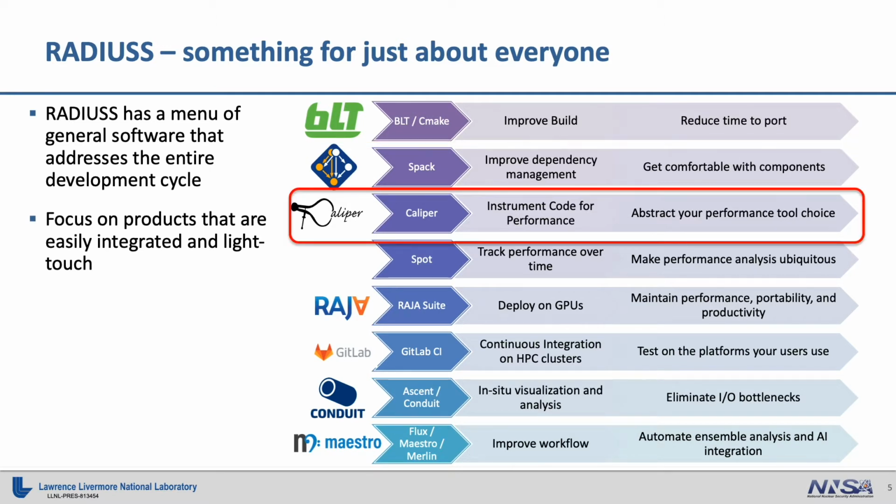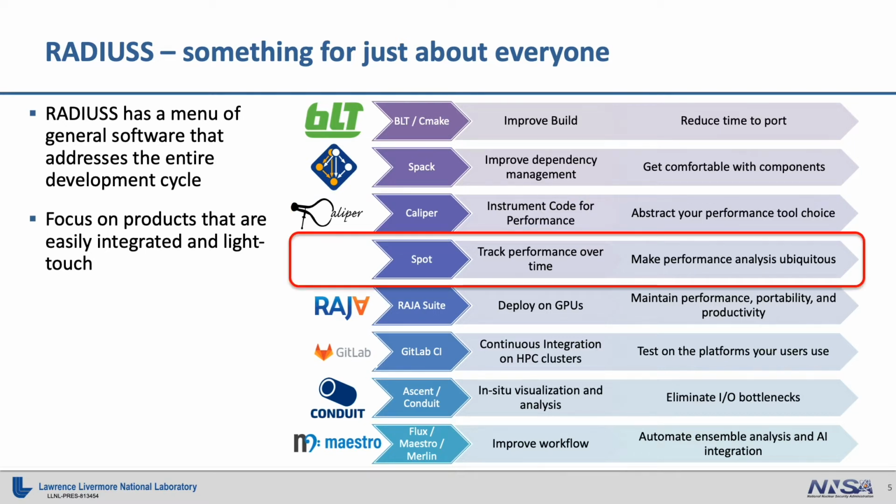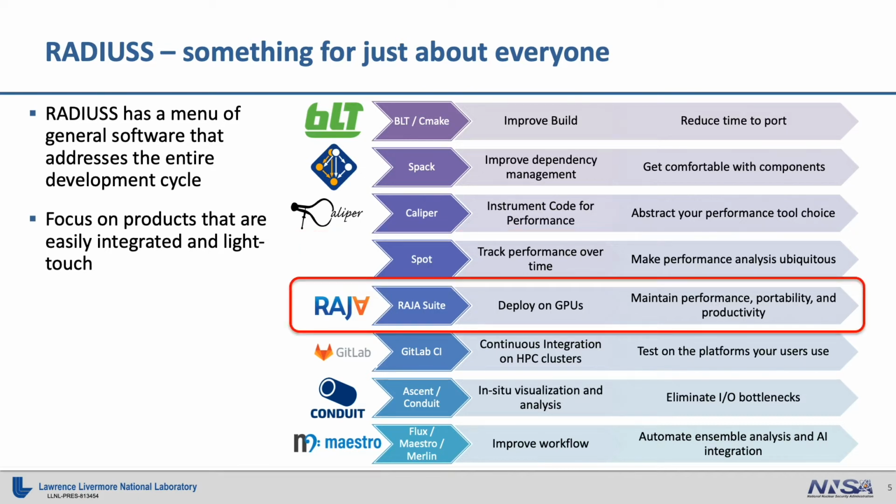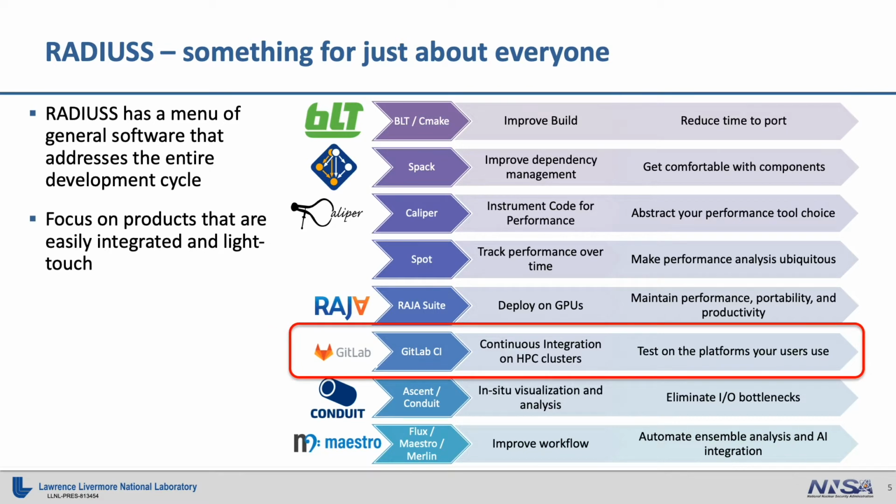Caliper can help you instrument your code for performance, and then Spot can help you make that ubiquitous by tracking your performance over time. If you want to deploy on GPUs, the RAJA suite of tools can give you a performance portable solution for C++ codes. If you want to improve your testing, GitLab CI. We don't develop it, but we're developing some of the infrastructure to make it easy to use in Livermore Computing for codes either hosted on GitHub or inside the lab repos.